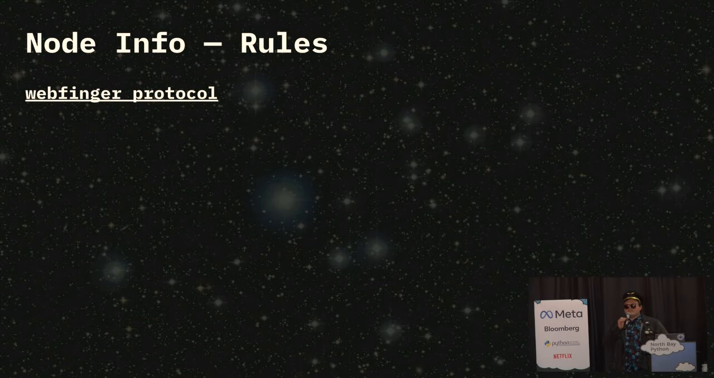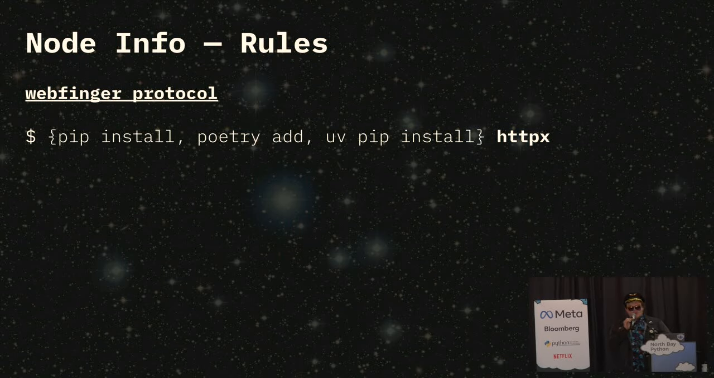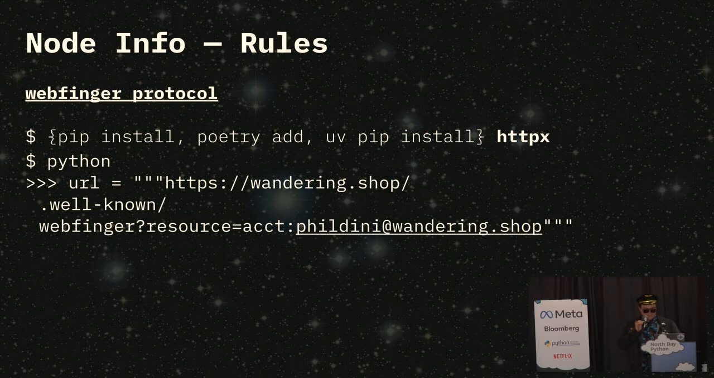Now, there need to be rules for navigating the Fediverse. Without rules, we're just like the capitalists. In order to understand what's happening on a Fediverse server, we start with the Webfinger protocol. Our tool of choice for navigating this time is going to be HTTPX. Please install it the way that is closest to your preferences. We're going to fetch this URL to figure out exactly what this server can tell us about the account Fildini at wandering.shop. Pay attention to what's going on here. There is a subpath, .well-known, and then there is this protocol, Webfinger, where we're asking for a resource. That resource is the account name. There will not be a quiz, there will be notes later, but keep this in mind.